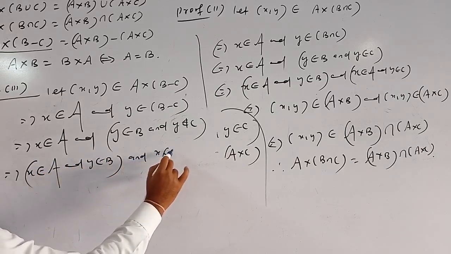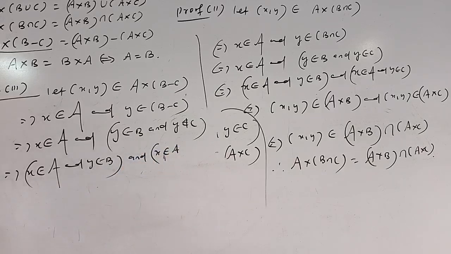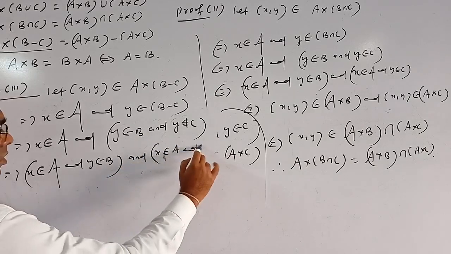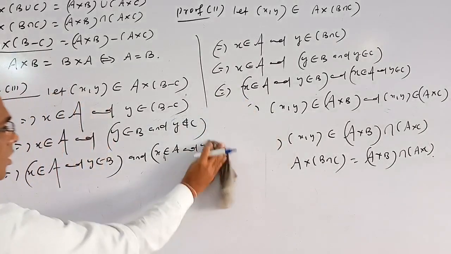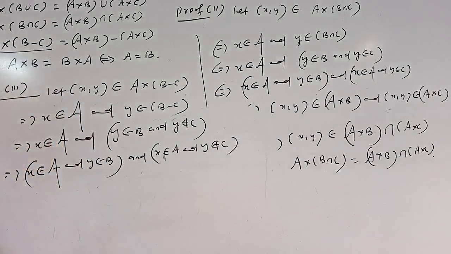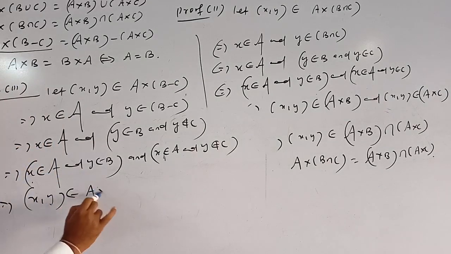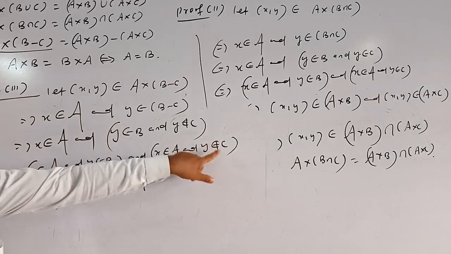and y does not belong to C. Okay, x belongs to A and y belongs to B means this one, the ordered pair (x, y) belongs to what? A cross B, and here x belongs to A and y does not belong to C.